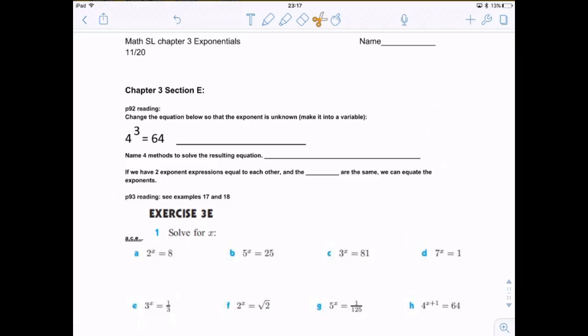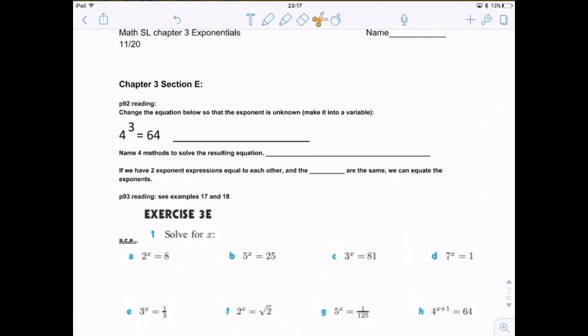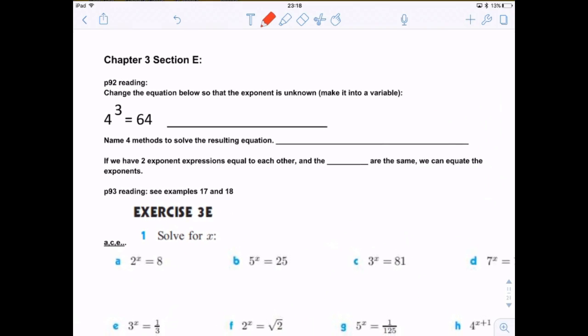Page 11 of exponentials. Change the equation below so that the exponent is unknown. Make it into a variable. Okay, so I'm going to put 4 to the x equals 64. All right. Name 4 methods to solve the resulting equation.